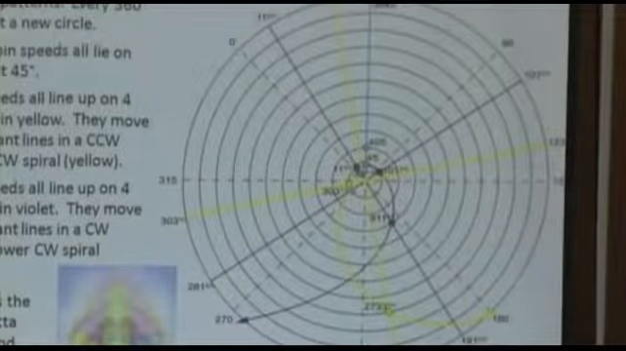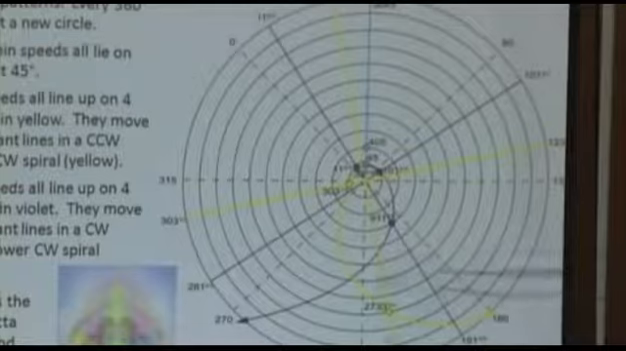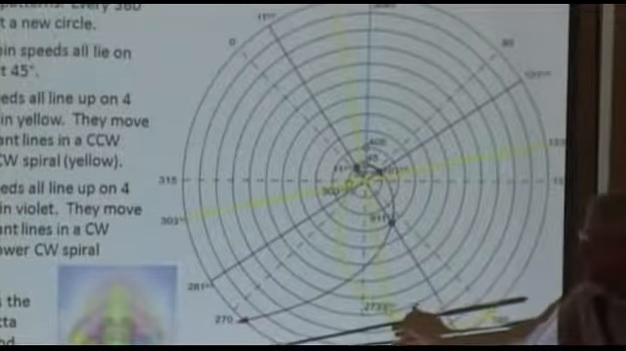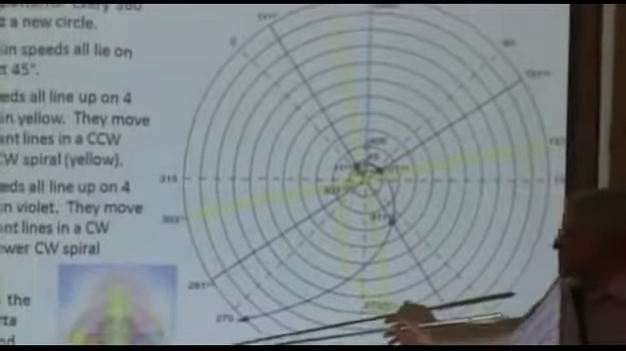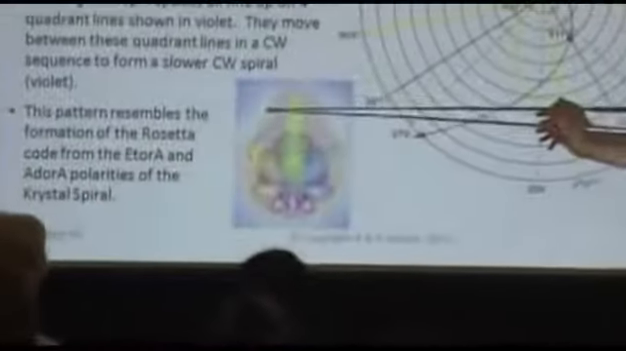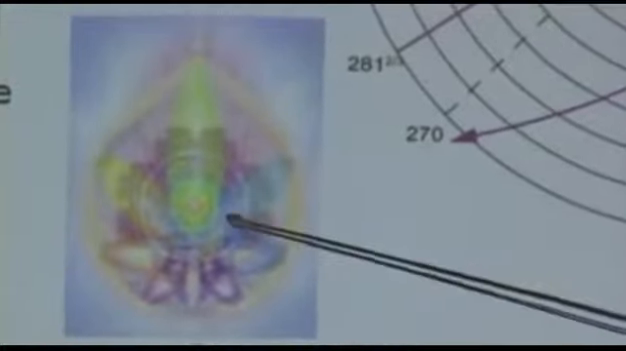So the orientation of the pattern is a bit different to the actual rotation directions of the Merkaba spin speeds themselves. So what we're beginning to see here is the emergence of a pattern similar to the construction of the Rosetta code. The Rosetta code is constructed from 2 spirals, crystal spirals emerging in opposite polarity, the Ettore polarity spinning clockwise, the Adore polarity spinning counterclockwise, and then the whole pattern coming up into alignment on the vertical axis. So we see a similar pattern emerging in the Merkaba spin speeds as we have in the construction of the Rosetta code.